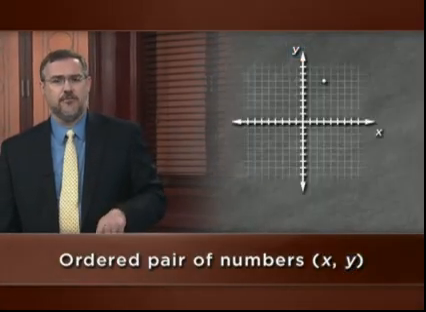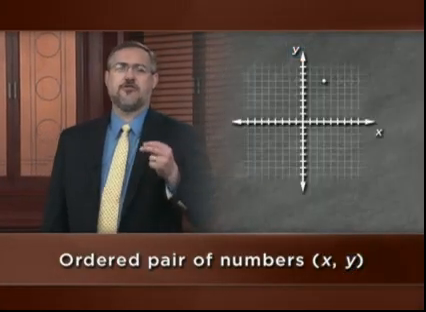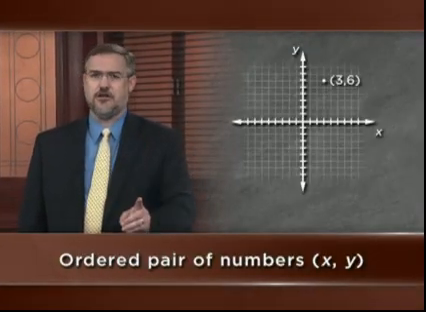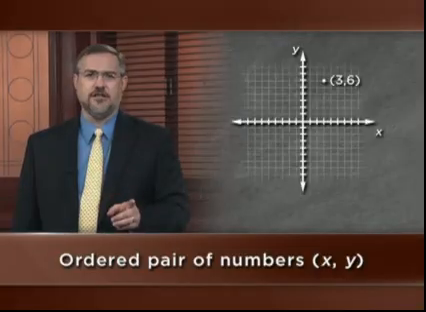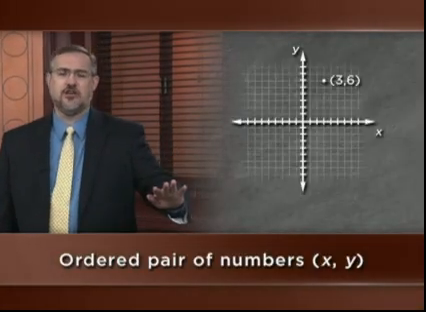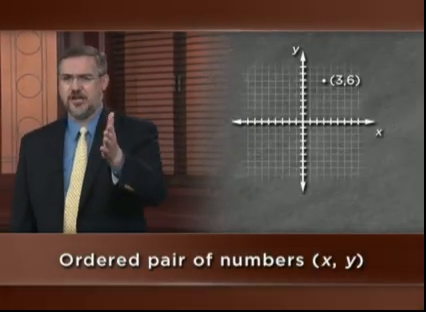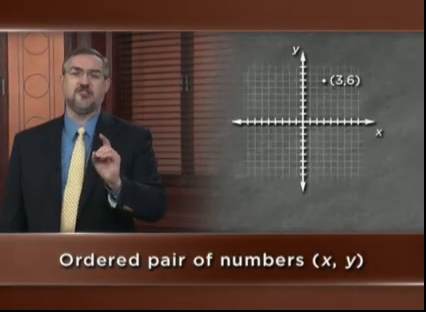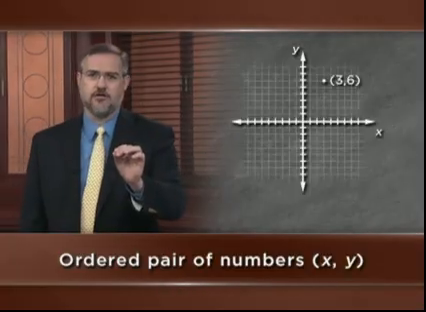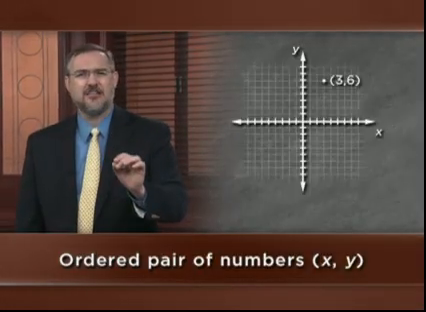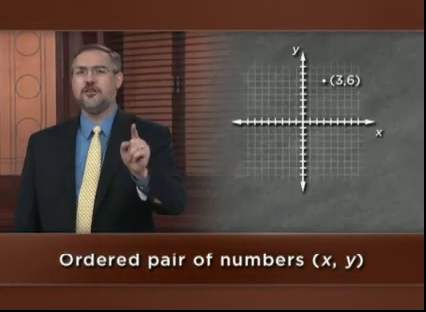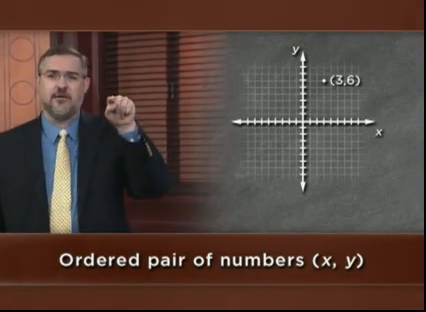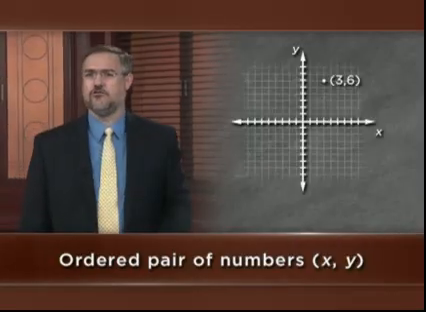So, for example, the ordered pair 3, 6 has x-coordinate 3 and y-coordinate 6. There's never any confusion. That first number, in this case 3, is the x-coordinate, and the second number, again in this case 6, is the y-coordinate. But how exactly do I know then which point or location in the plane is identified by this specific ordered pair?